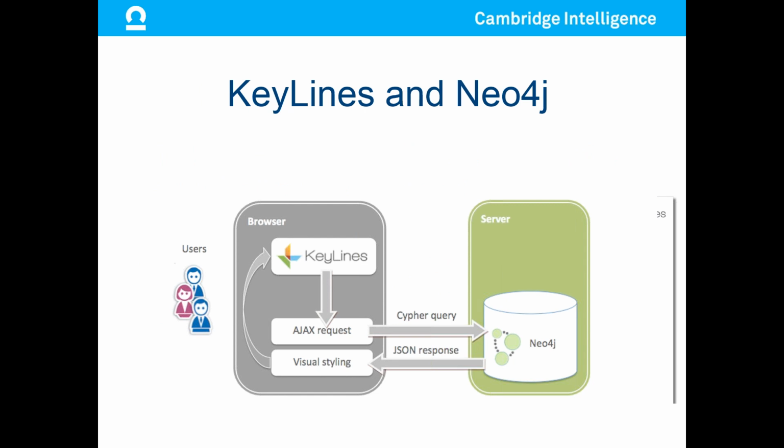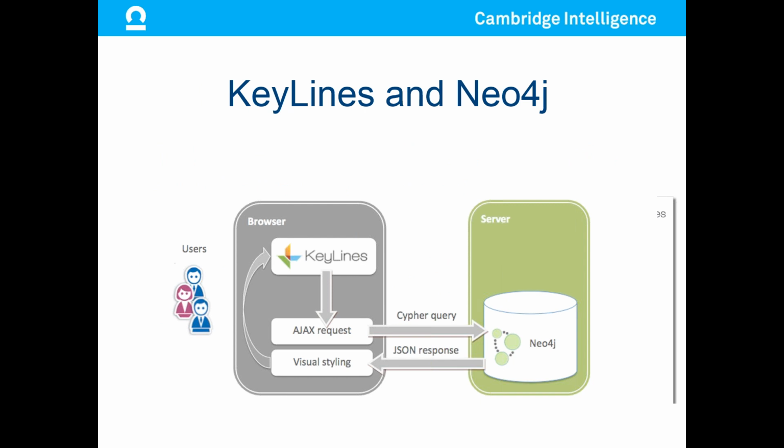So although we work very closely with Neo, and many of my customers are Neo4j customers as well, KeyLines itself is database agnostic, and the data can be brought into KeyLines from any source, including just generated automatically in memory or from a standard relational database. The way we work with Neo4j is that we use the REST interface that Peter talked about earlier.